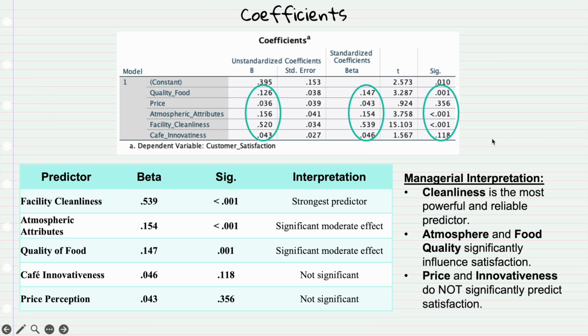In terms of managerial meaning, managers should focus on cleanliness, then atmosphere and food quality. Do not rely on price or innovativeness to boost satisfaction. So this is the early conclusion that we can give to the managers.